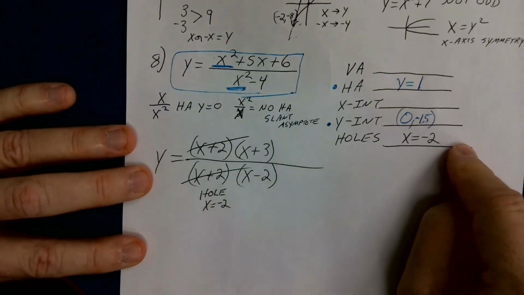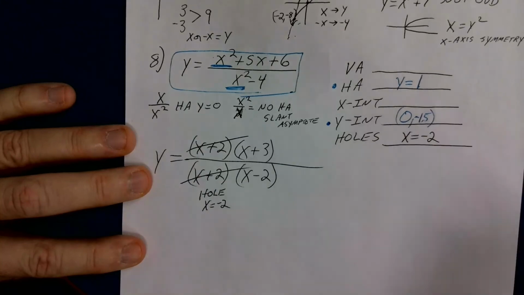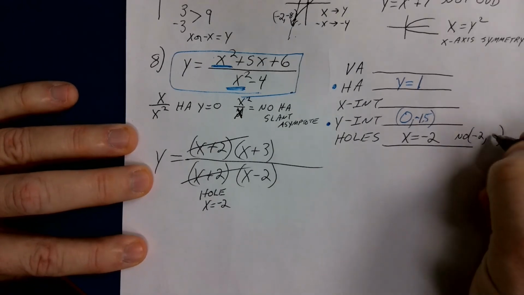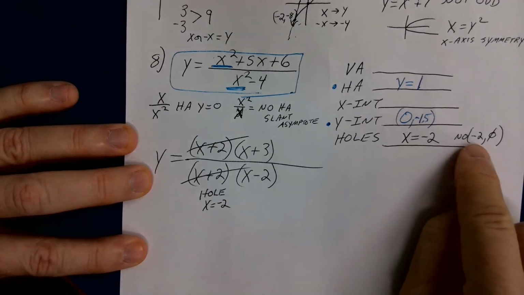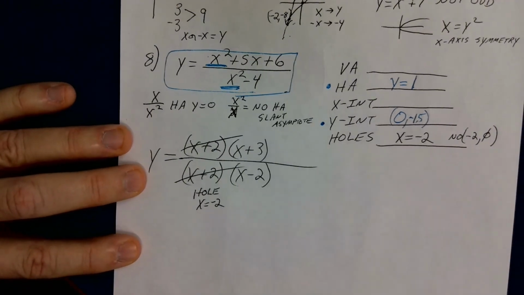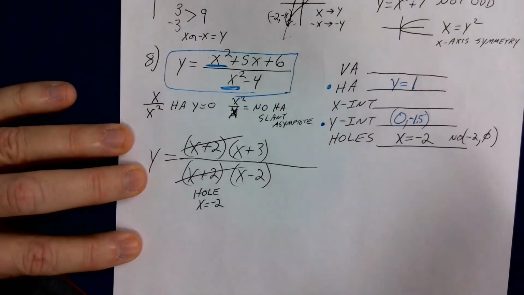So where's my hole? When x equals negative 2. Technically, I can't put that as a coordinate because there is no corresponding y value, because there's nothing that exists there. Technically, this is negative 2 comma undefined. There's nothing there. Okay. So now I just have to find my vertical asymptote and my x-intercept.